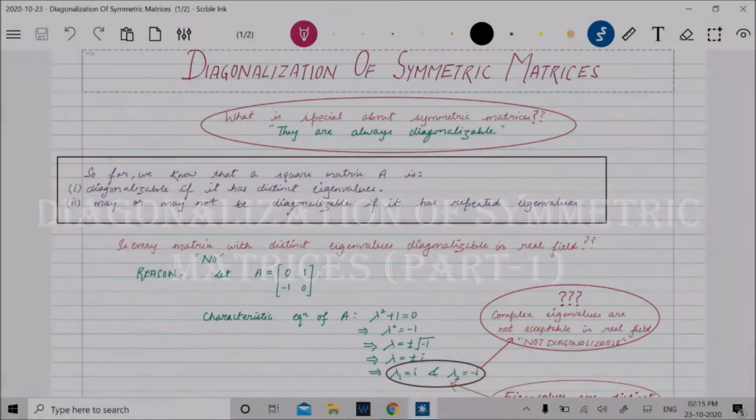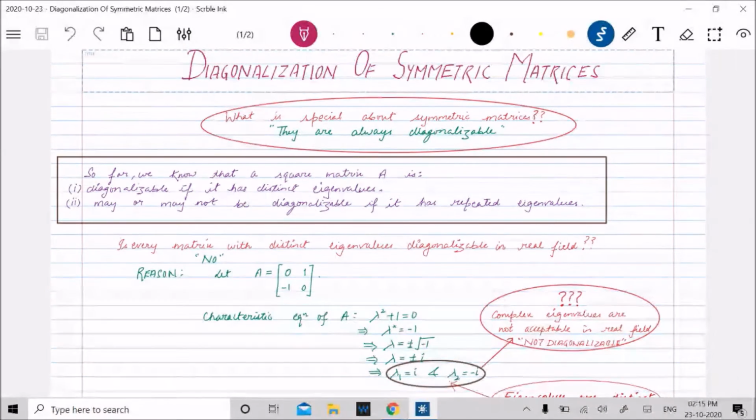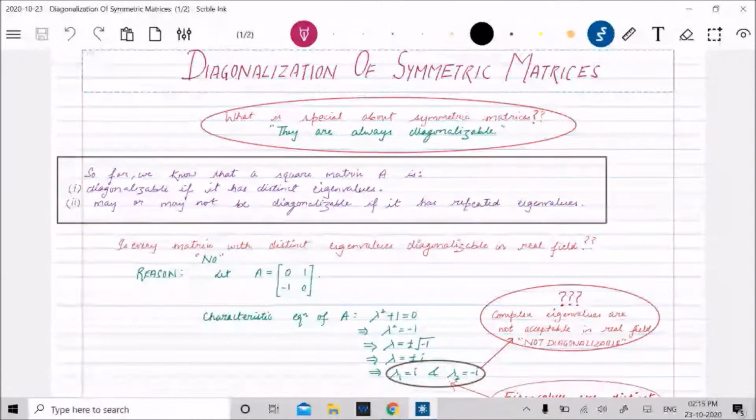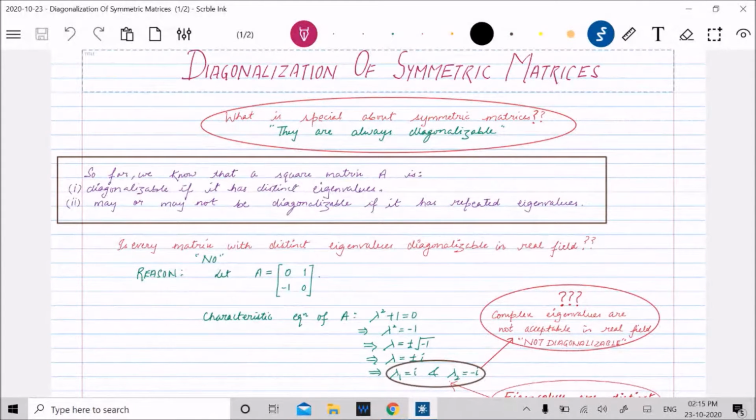The topic of this lecture is diagonalization of symmetric matrices. And suddenly, why do symmetric matrices appear in the topic of diagonalization? The answer is very simple. The question is, what is special about these symmetric matrices? You know what a symmetric matrix is?